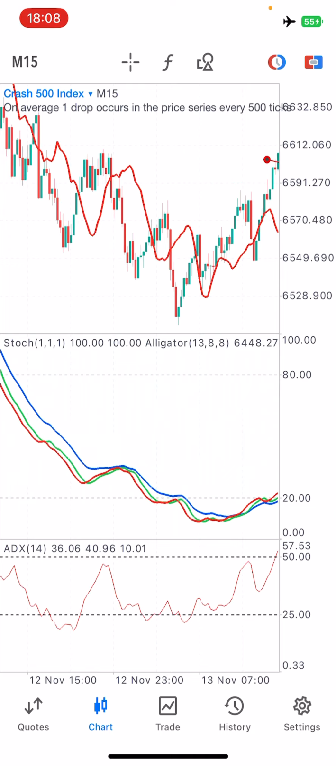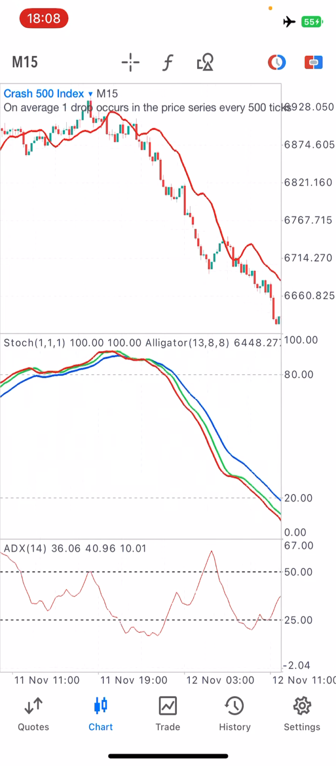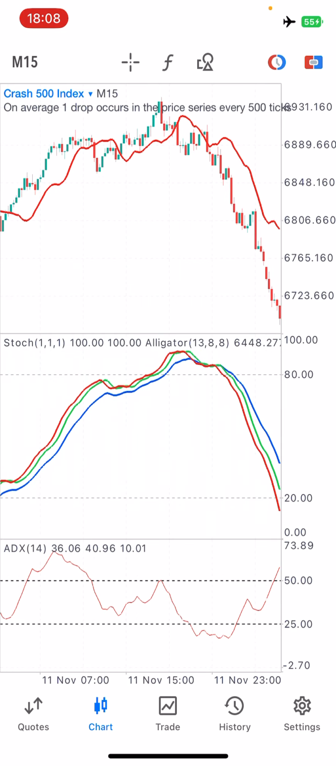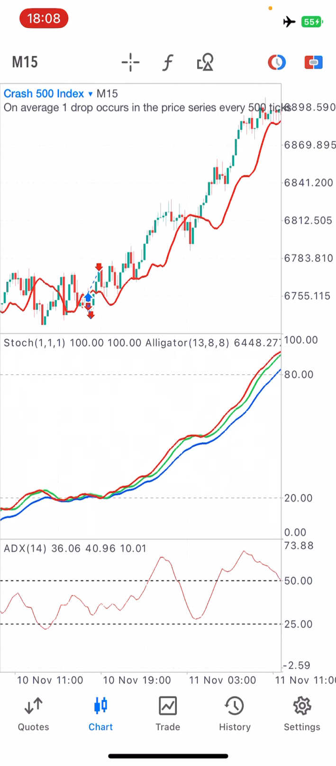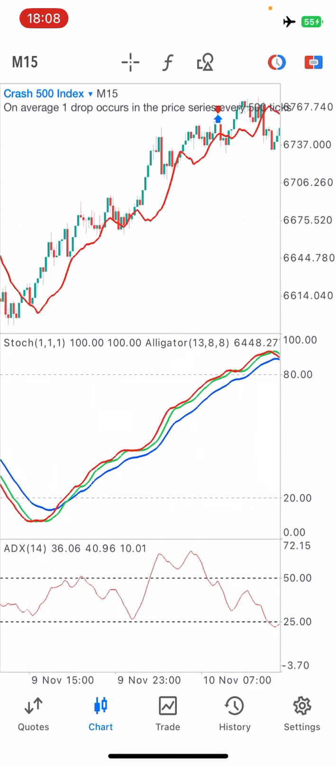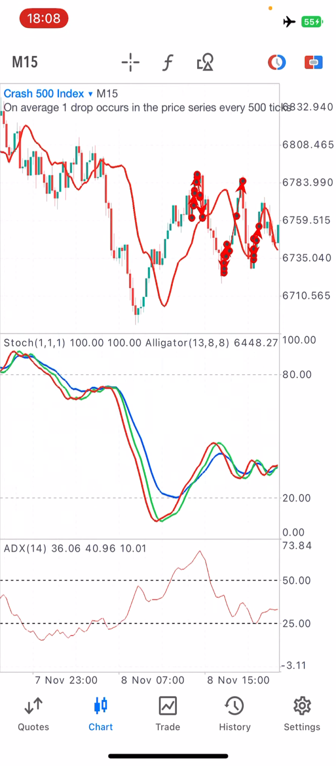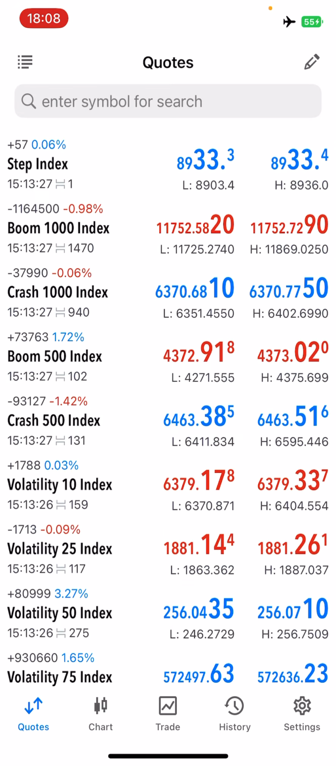You can see the sell that follows. Again, it happened at this point. Buy trade right there.